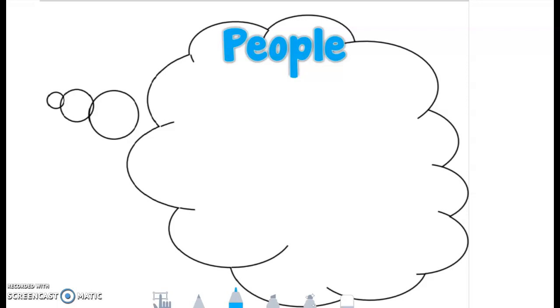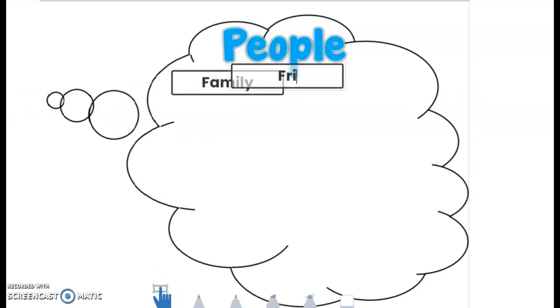So let's write down some ideas of people that we could write about, that we could tell real, true things about. So I'm going to start with family. I know a lot about my family. I could tell true things about my family. I know a lot about my friends. I could write true things about my friends.